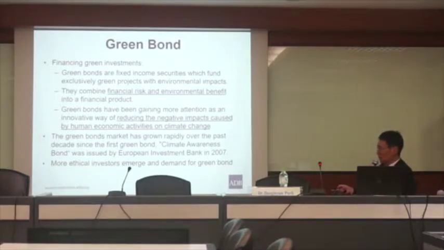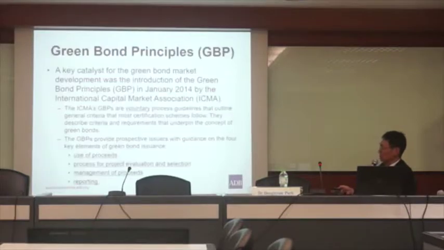By the way, the first green bond was issued by the European Investment Bank in 2007, the Climate Awareness Bond. A milestone event was the introduction of the Green Bond Principles, or GBP, by the International Capital Market Association in 2014, which really promoted the development of the green bond market. These principles are a voluntary guideline that provide general guidelines about certification of green bonds, and guidance to issuers about the key elements of issuing green bonds.